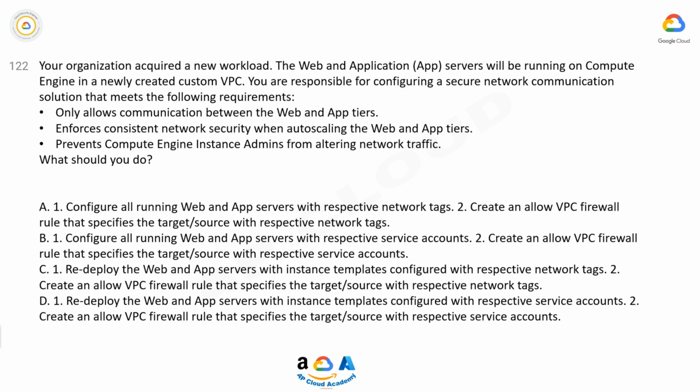C. 1. Redeploy the web and app servers with instance templates configured with respective network tags. 2. Create and allow VPC firewall rule that specifies the target/source with respective network tags. D. 1. Redeploy the web and app servers with instance templates configured with respective service accounts. 2. Create and allow VPC firewall rule that specifies the target/source with respective service accounts.